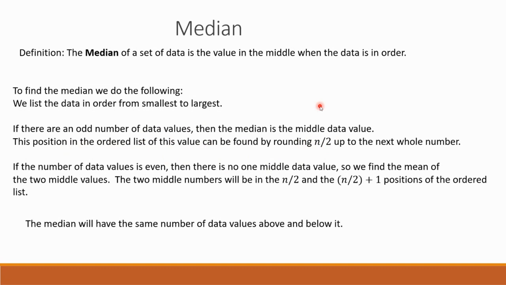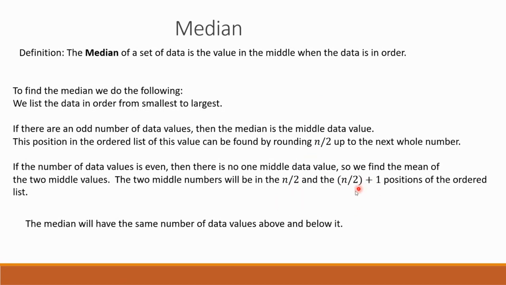If there are an even number of data values, in that case, there really is no middle data value in the traditional sense. So what they do is they take an average. Namely, they get the data values in the n over 2 and n over 2 plus 1 positions. N is even in this case, so these will be integers as well. And then you take the average of the numbers in those positions.